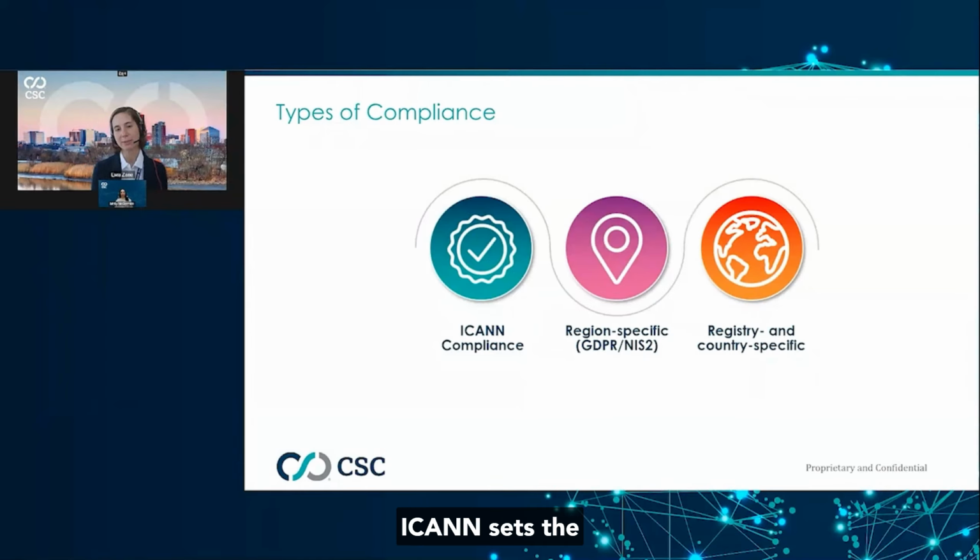So while ICANN sets the global rules for gTLDs, we have additional regional regulations like the GDPR or NIS2 in Europe. GDPR and NIS2 really add additional, what I would call teeth, to the compliance mechanisms, and they do impose fines on both registries and registrars if those specific domain registration rules are not being followed. They both require that domain registration data is current, contactable, and valid.